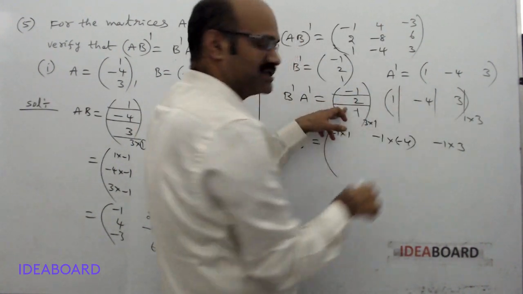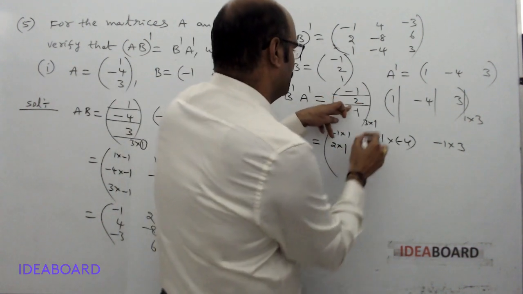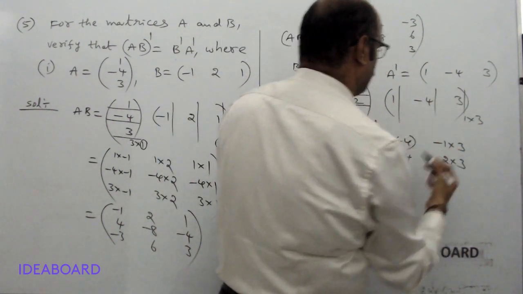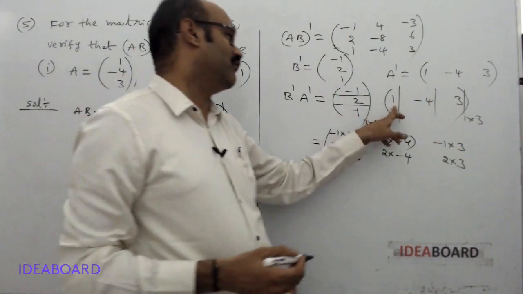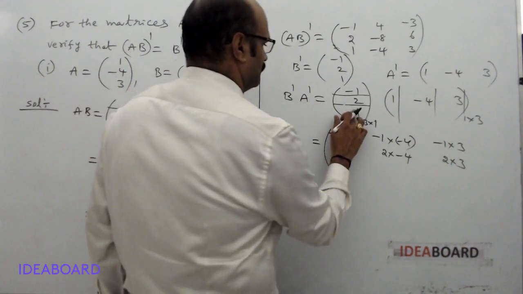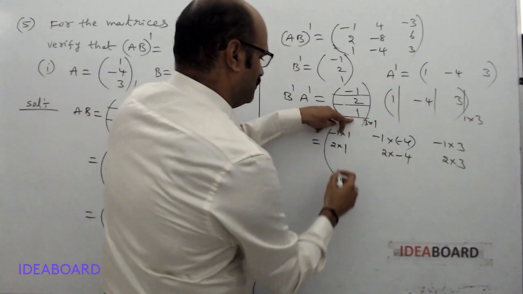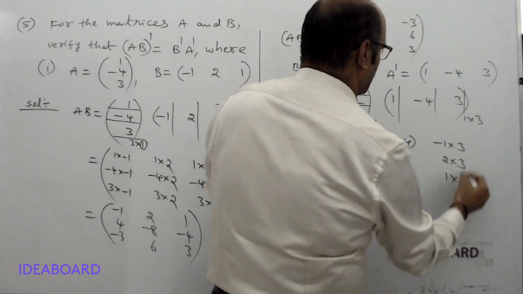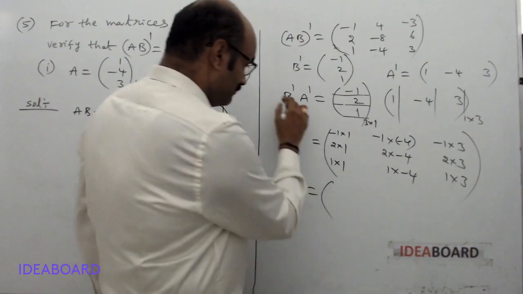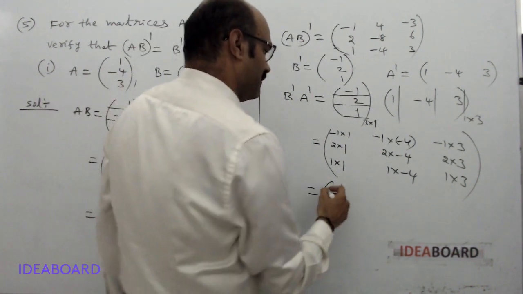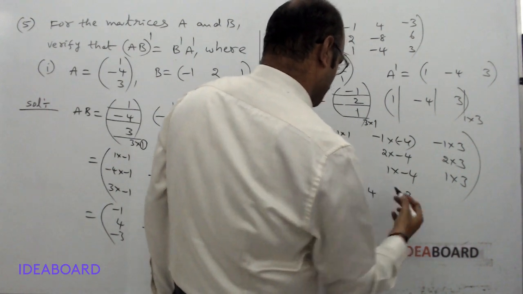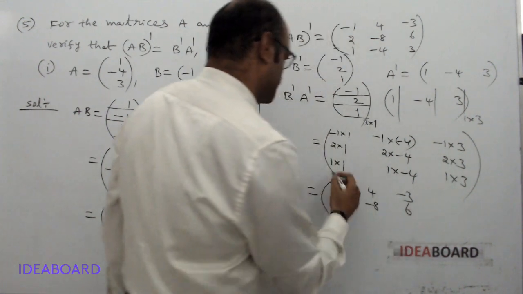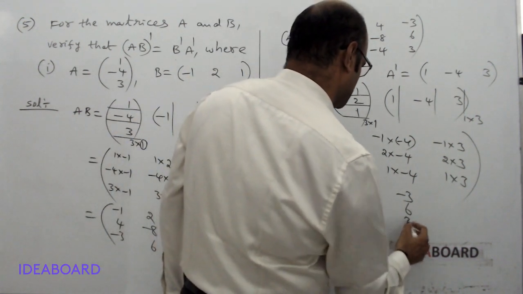Next second row into first column, 2 into 1, 2 into minus 4, 2 into 3. Next third row into first column, 1 into 1, 1 into minus 4, 1 into 3. It implies we get B dash into A dash equal to minus 1, 4, minus 3, 2, minus 8, 6, 1, minus 4, 3.